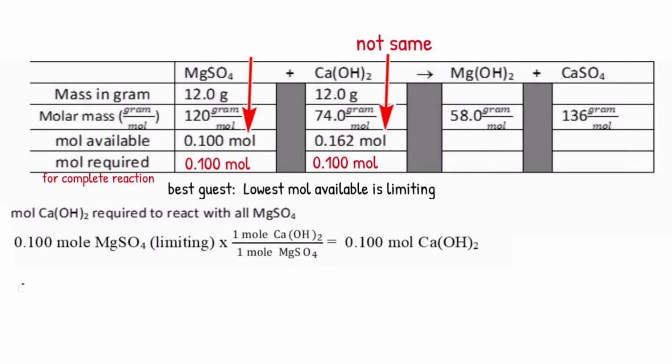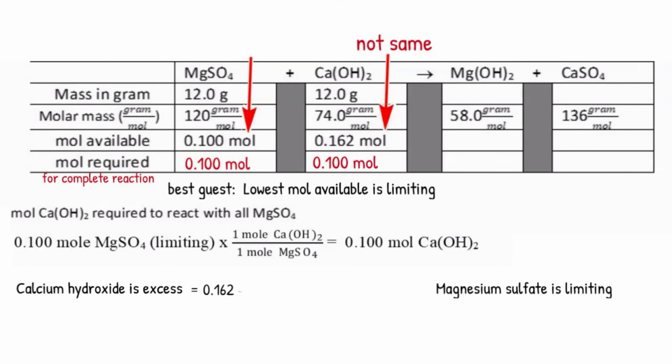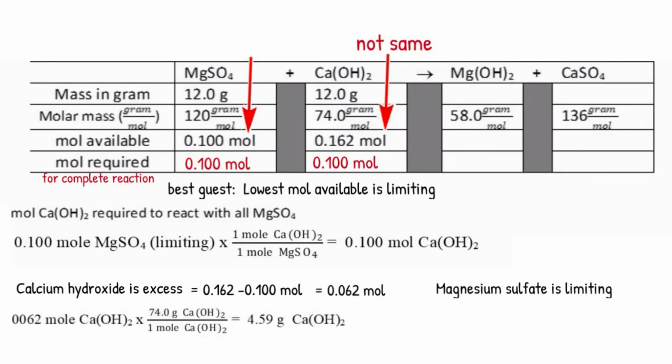The guess was good because only calcium hydroxide is in excess while magnesium sulfate is all used up, and therefore magnesium sulfate is the limiting reagent. The difference between mole available of calcium hydroxide and mole of calcium hydroxide required for complete reaction gives the mole of calcium hydroxide in excess. And finally, to calculate the gram of excess, multiply the mole of excess of calcium hydroxide with the molar mass of calcium hydroxide to give 4.59 grams of excess.